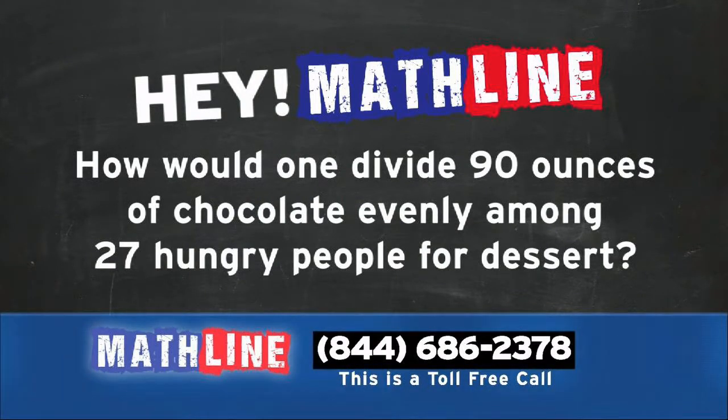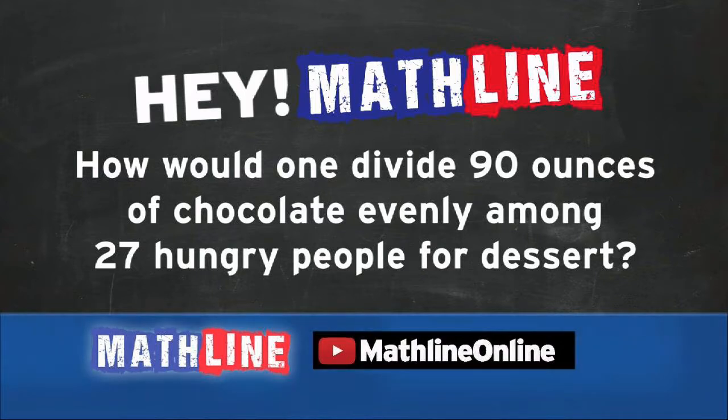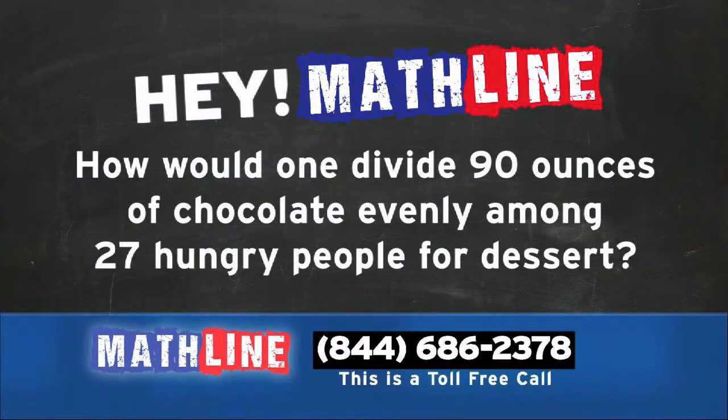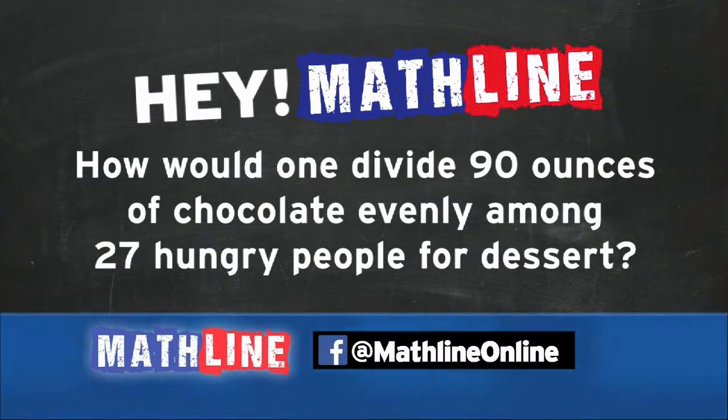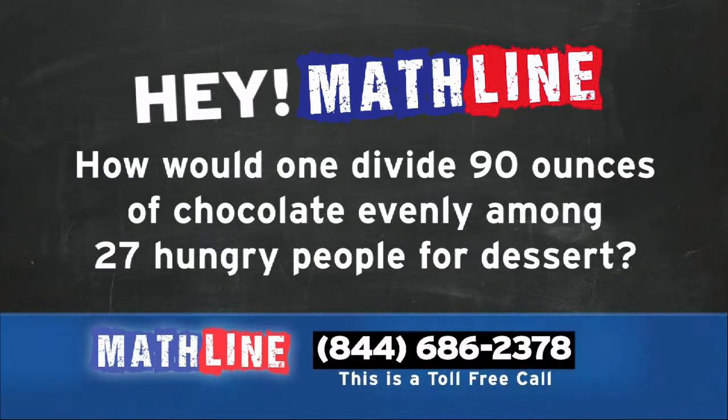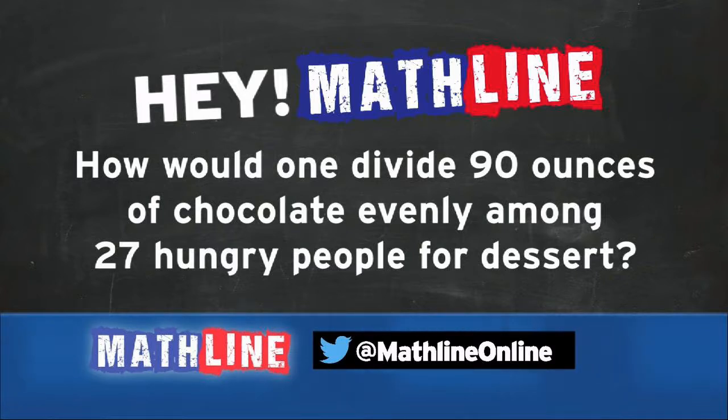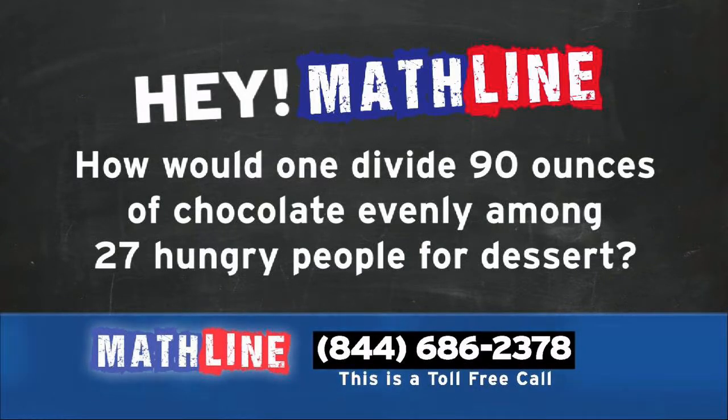90 ounces of chocolate. Are y'all getting hungry? I am. I want something kind of sweet there. So chocolate, wow. And make sure I can spell that. We're going to split it evenly among 27 people. Wow. 90 ounces of chocolate split evenly over 27 people. And they would be definitely very hungry. I would be too. For dessert.